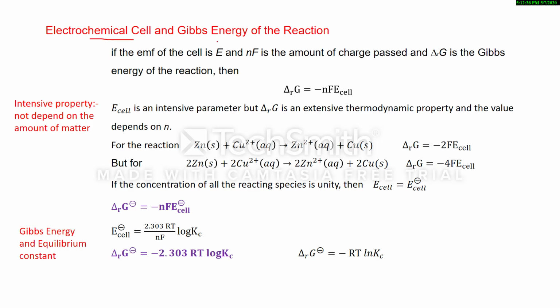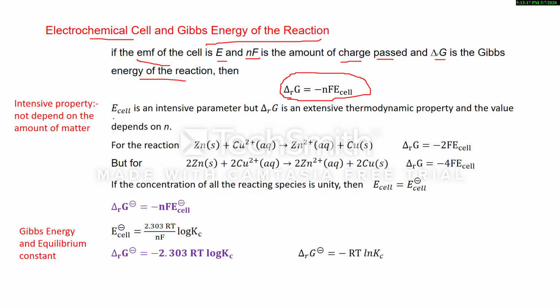Now next, electrochemical cell and Gibbs energy of the reaction. In the 11th standard, we discussed Gibbs energy. Gibbs energy is the maximum energy which can be drawn from any system. Now we correlate this Gibbs energy with the E cell and with the equilibrium constant. If the EMF of the cell is E and nF is the amount of charge passed and delta G is the Gibbs energy of the reaction, then this is the relationship. Remember it: delta G for the reaction is equal to minus nF E cell.